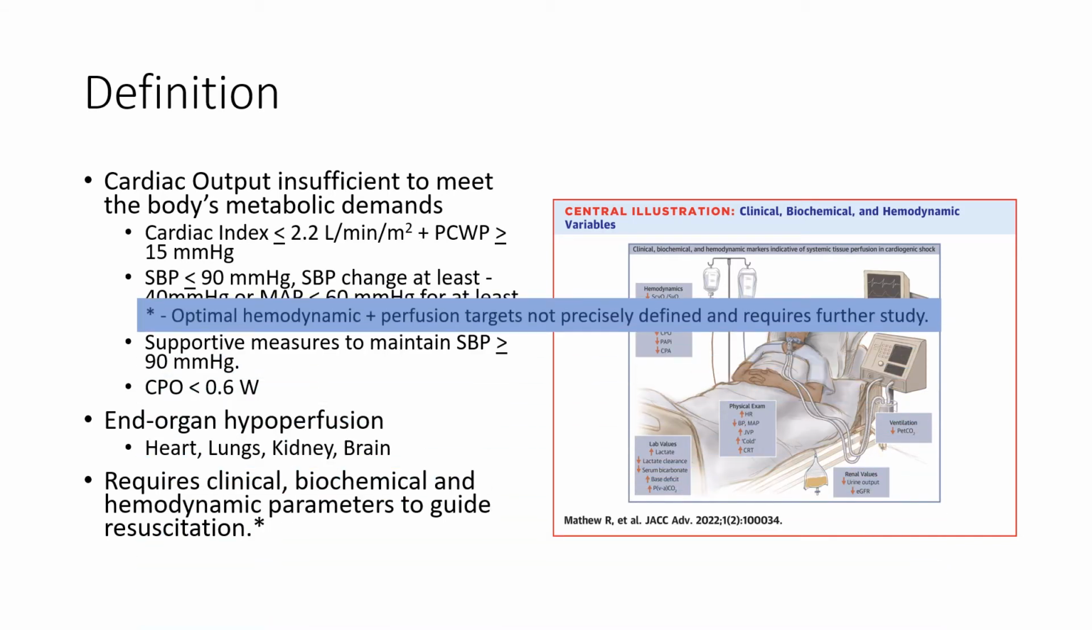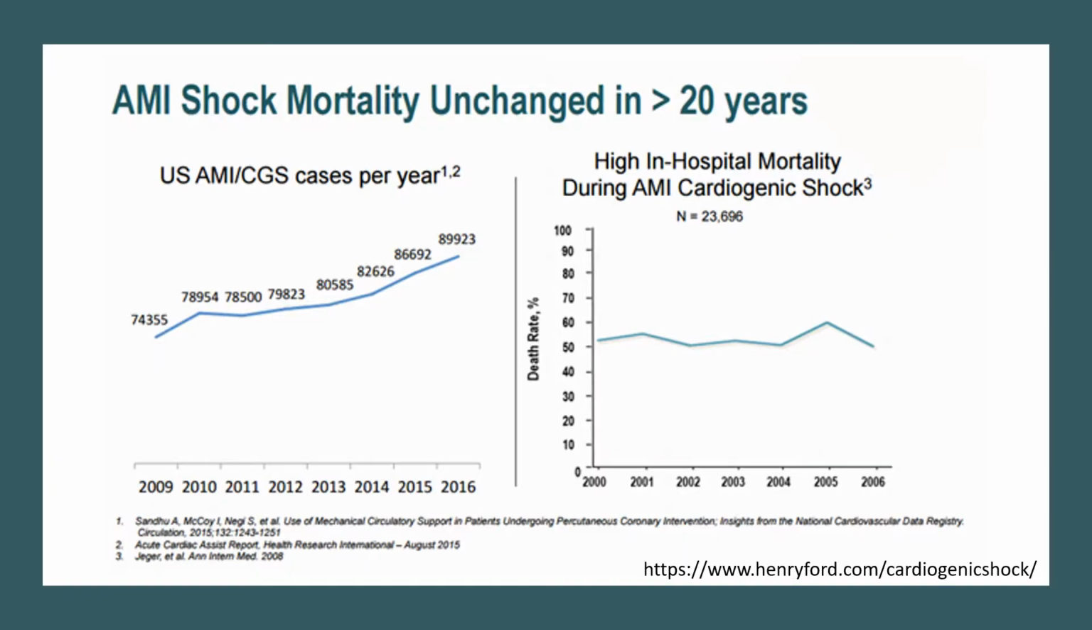Now, one of the challenging things when it comes to cardiogenic shock, unlike surviving sepsis, is that there are some debates in question, looking at many guidelines and many different documents, about what the optimal hemodynamic and perfusion targets are. It's not really precisely defined and requires further study. A lot of this has to do with the fact that cardiogenic shock has a multifactorial etiology, which we'll discuss as well. So with the complexities of cardiogenic shock, this is from a cardiogenic shock institute in Detroit, Michigan.